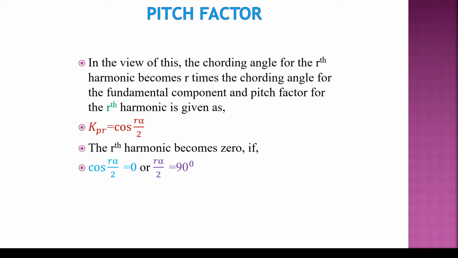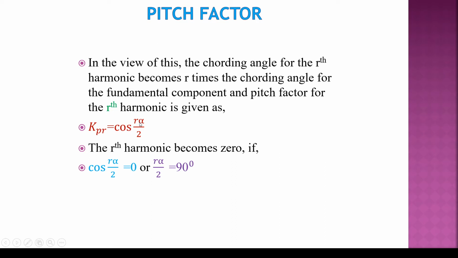Now for the rth harmonic we are writing it as Kpr is equal to cos(R alpha by 2). We are adding the R term here because it is for the rth harmonic. So Kpr is equal to cos, and here also we are adding R, so cos(R alpha by 2). So the rth harmonic becomes 0 if this cos(R alpha by 2) is 0.